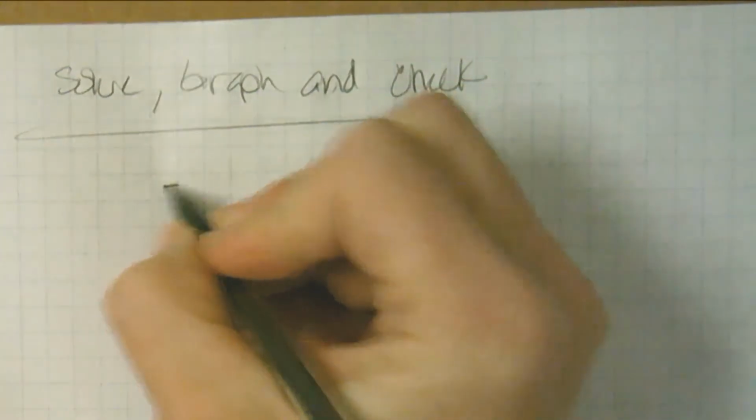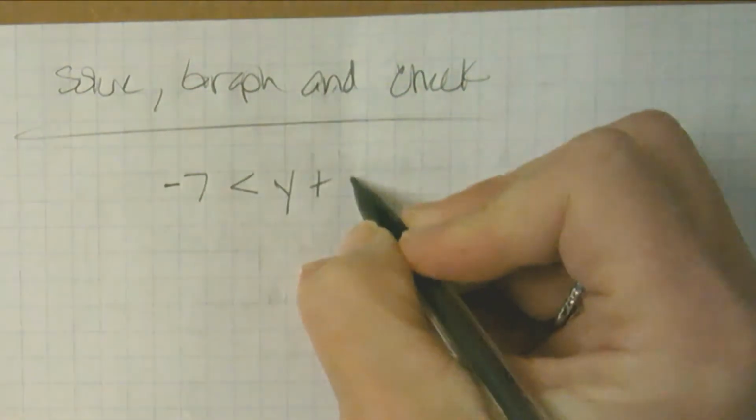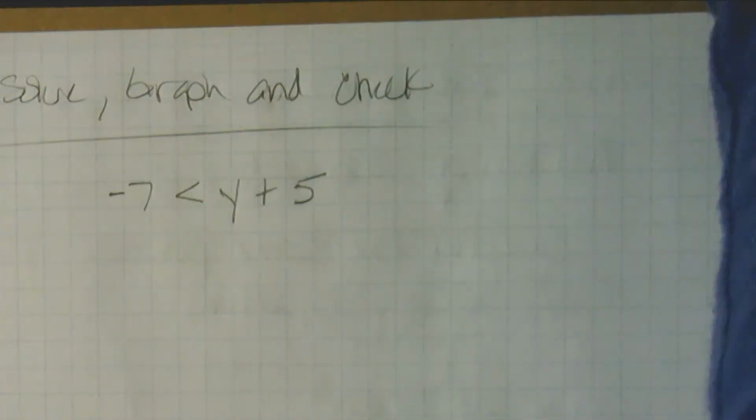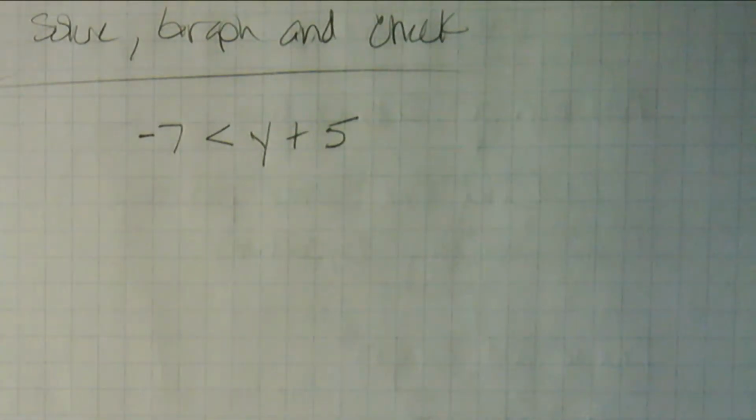All right, so my example is I have -7 is less than y plus 5. So I want you all solving that, graphing it, and then check your solution.